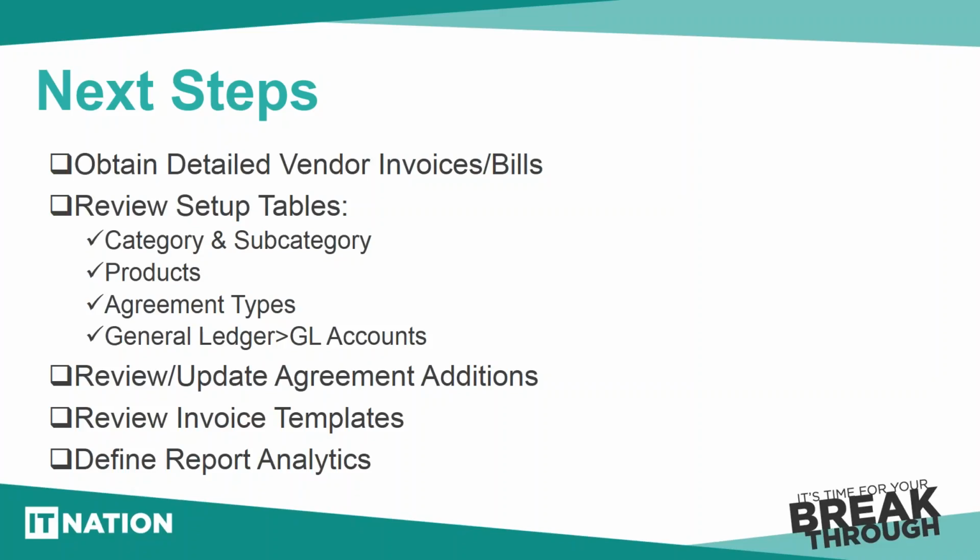Reviewing your setup tables, so touching on that category, subcategory product section, drilling into agreement types, and then double checking your GL account mapping, making sure it's really mirroring what your income accounts look like. Review and update any agreement additions, get those current. Review your invoice templates, make sure you're outputting the information that you want, and then define your report analytics.